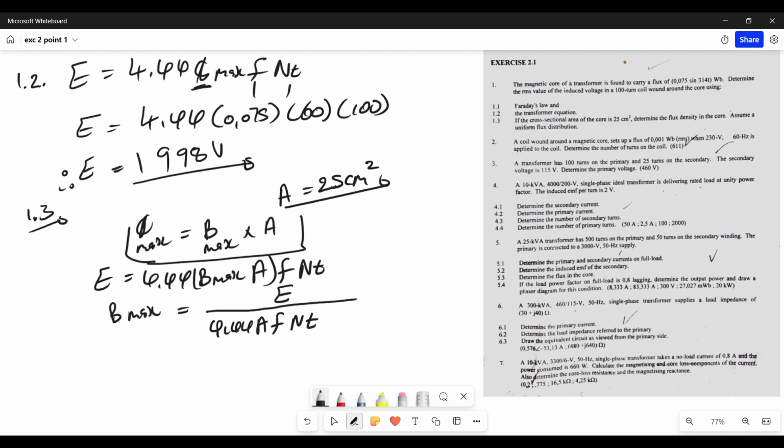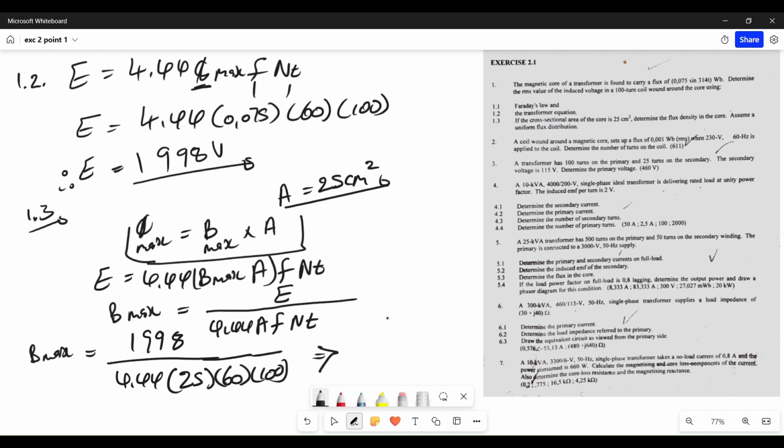Okay, so we're gonna substitute everything. So we have B max is equals to 1998, sorry, 1998 divided by 4.44 into 25 brackets 60 times 100. So this gives 3 milliweber.